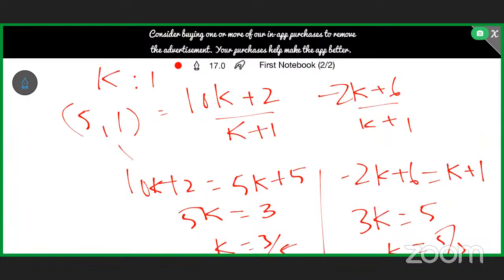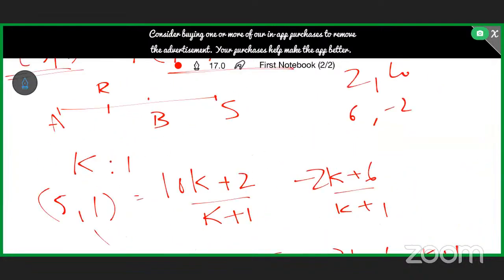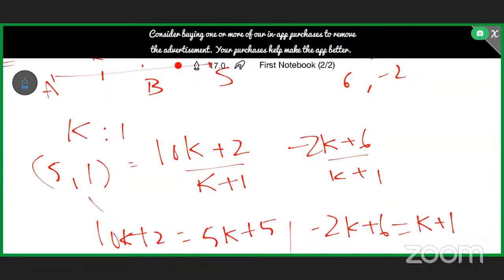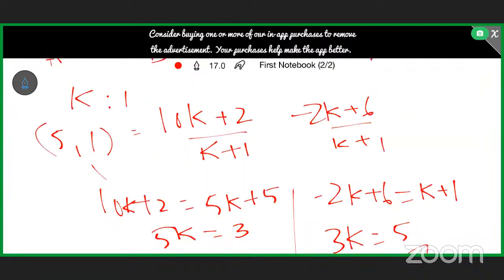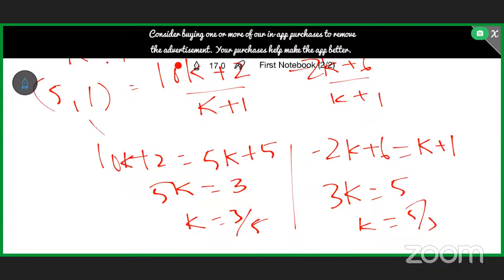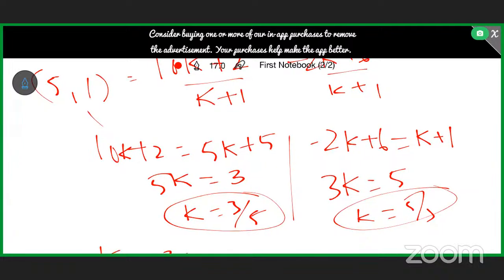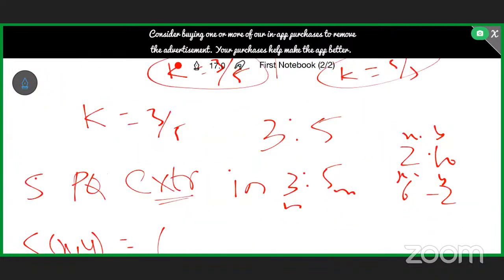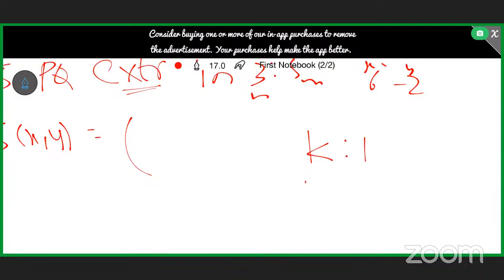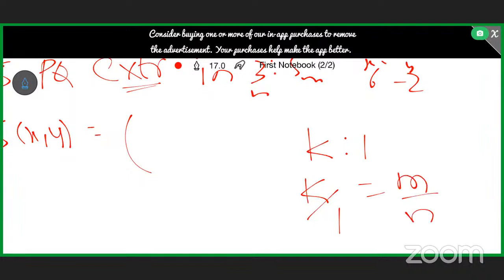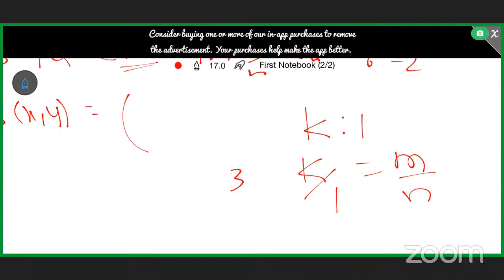So by using the section formula, I am finding the value of K. My M value is K, my N value is 1. So I'm substituting this: (10K + 2) by (K + 1), (-2K + 6) by (K + 1). When I substitute the value, I'm getting K is equal to either 3 by 5 or 5 by 3. So K is to 1, that is K by 1. K value is 3 by 5 by 1, that is 3 by 5. So the M value is 3, N value is 5.